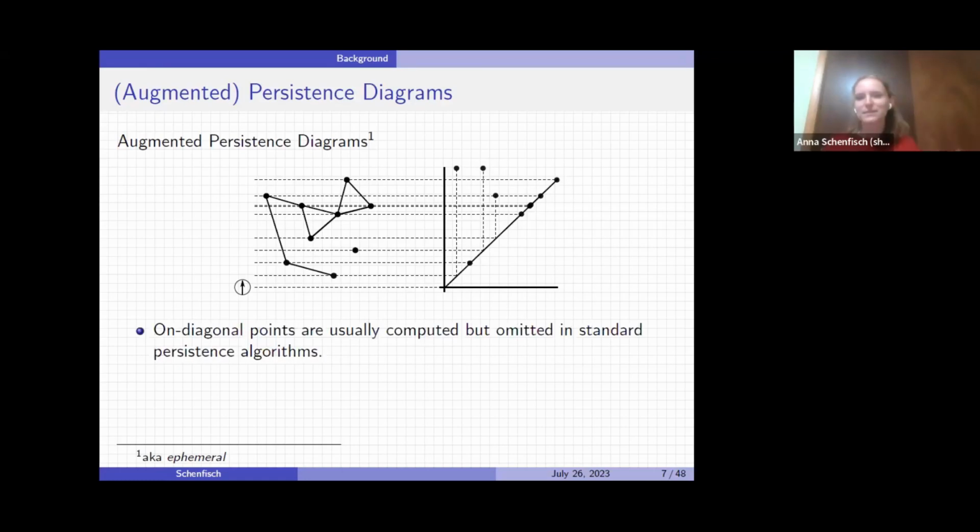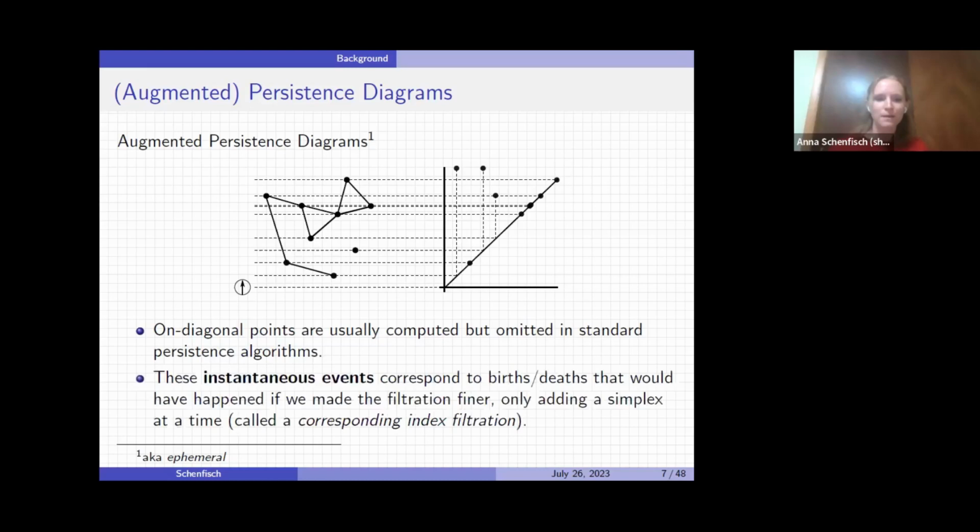Well, they're actually often computed in standard persistence algorithms, but they're discarded because in most applications, they would correspond to noise. They're just not informative, not interesting. They're kind of an artifact of the algorithm. For us today, they're actually going to be crucial, as we'll see later on. And how can we think about them? Well, they're instantaneous events. The birth time equals the death time, so they have kind of a zero or trivial lifespan.